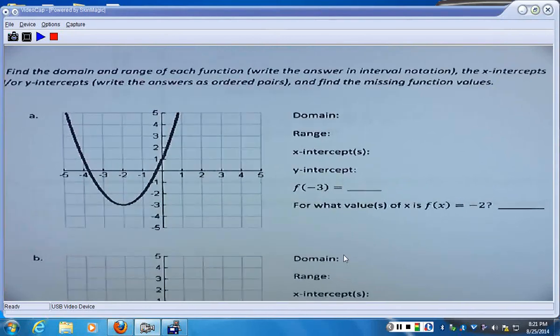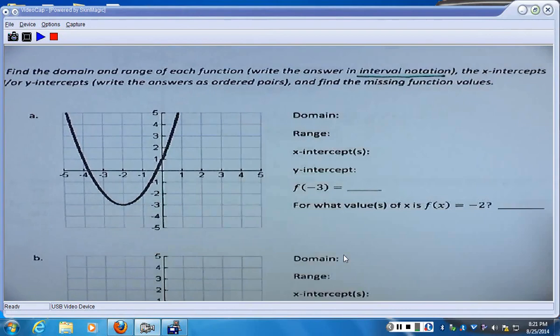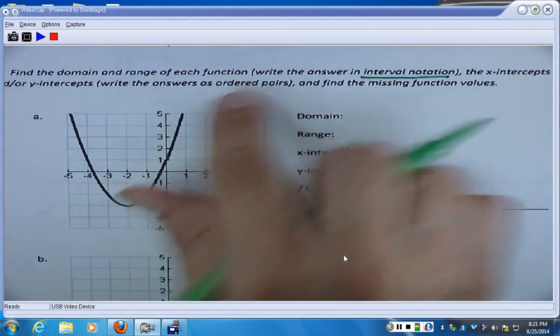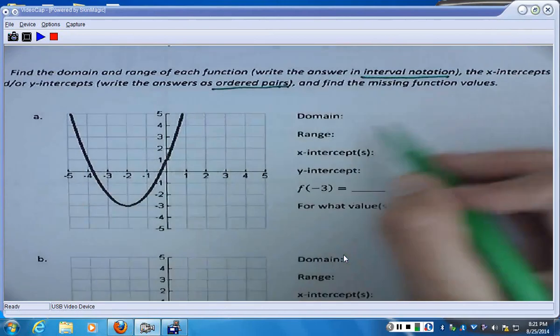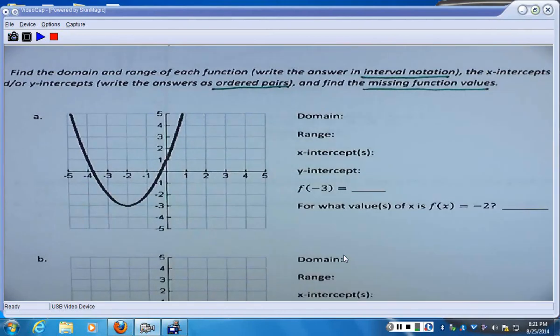Then we find the domain and range of each function, and we want to write the answer in interval notation. The x-intercepts and or y-intercepts, and write those as ordered pairs, and find the missing function values. So this is very similar to the homework.